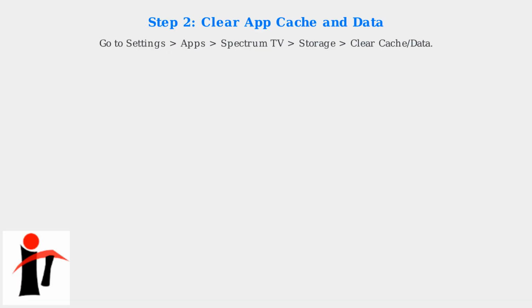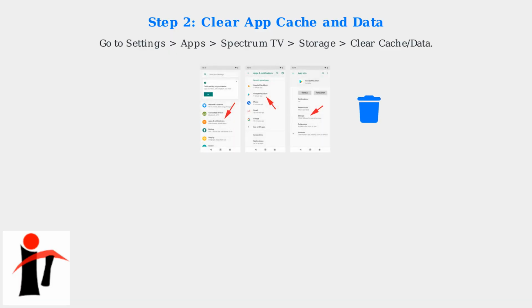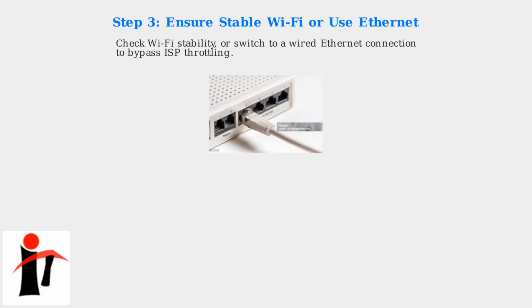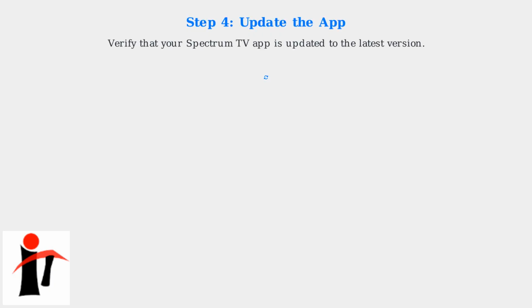Next, clear the app's cache and data through your device settings. Navigate to Settings, then Apps, Spectrum TV, Storage, and Clear Cache or Data. Ensure you have a stable Wi-Fi connection. If possible, switch to a wired Ethernet connection to bypass potential ISP throttling. Lastly, verify that your Spectrum TV app is updated to the latest version.